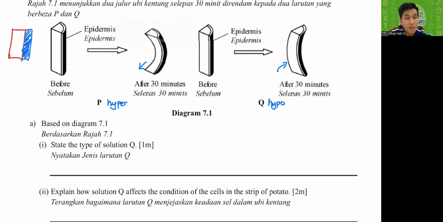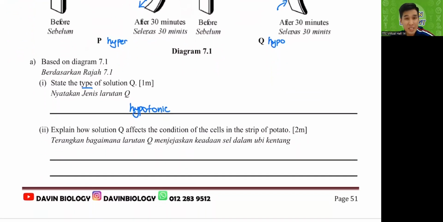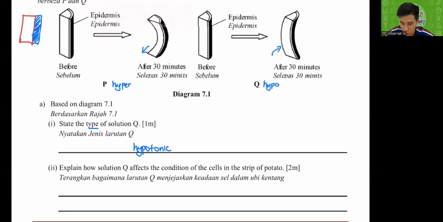So state the type of solution. Q, we already done that. So the type is hypotonic. How does solution Q affect the condition of cells in the strip of potato? Solution Q.